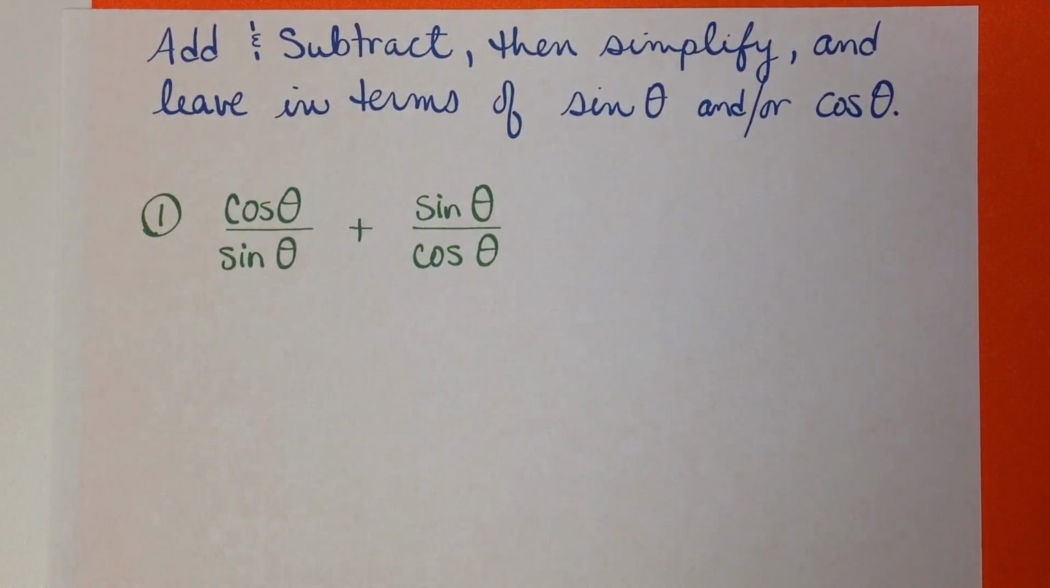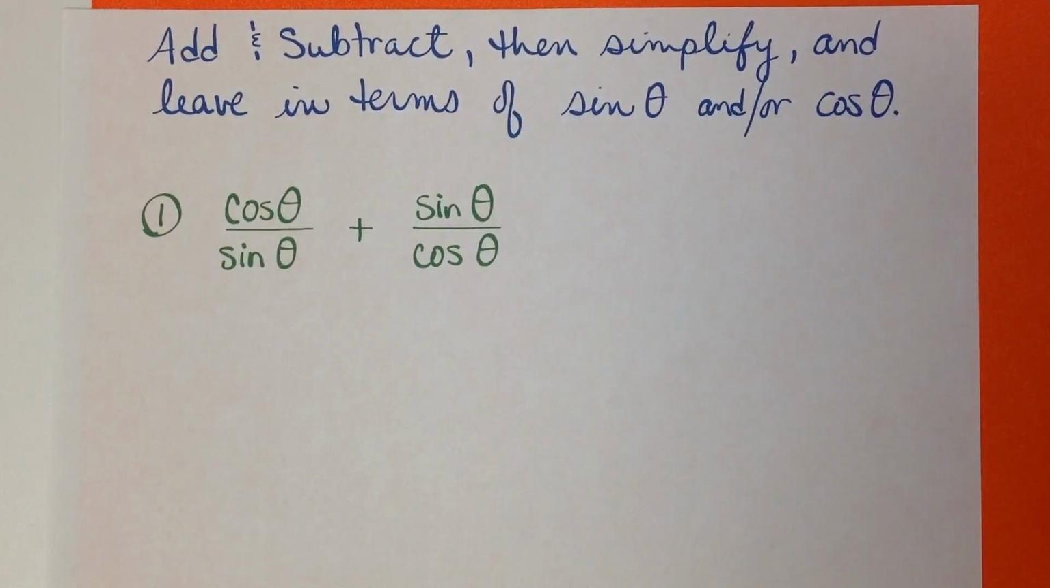Alright, so now we're going to look at adding and subtracting terms in which you have some trig functions. So I mentioned a while ago, sometimes you do have to have a common denominator. So we're going to look at adding and subtracting, and then of course once you do that addition or subtraction, then you need to look and see if you can simplify it in any way. And then again, it does say to leave it in terms of sine and/or cosine.